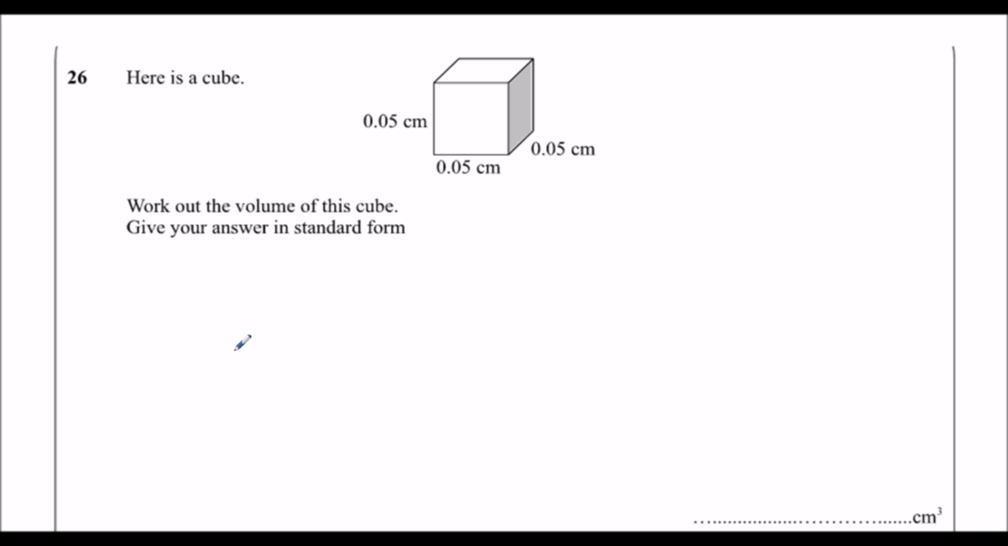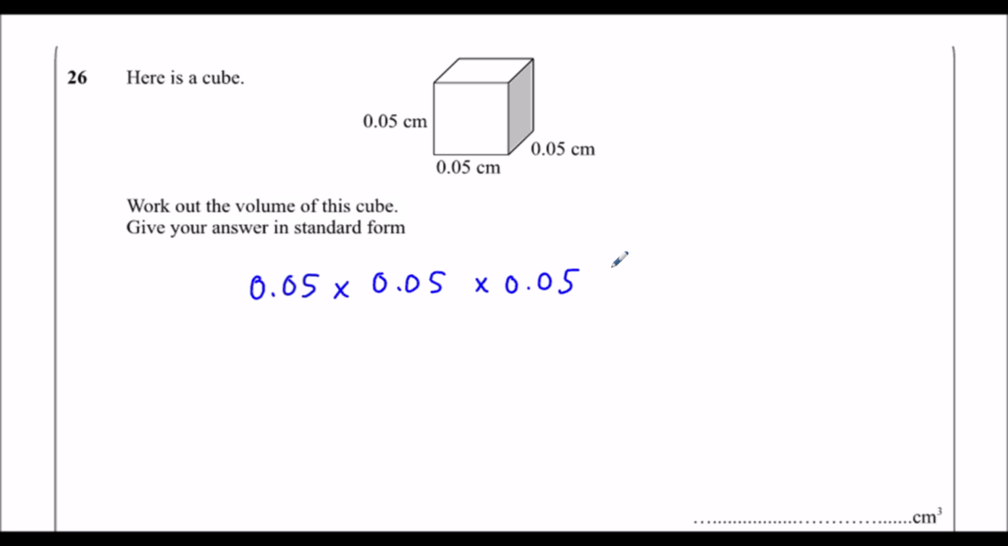Question 26. Here is a cube. Work out the volume of this cube. Give your answer in standard form. So the volume of a cube is just the base times the height times the depth. It's the length cubed. It's 0.05 times 0.05 times 0.05.